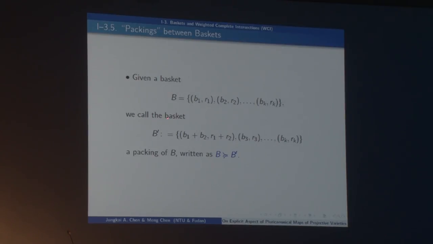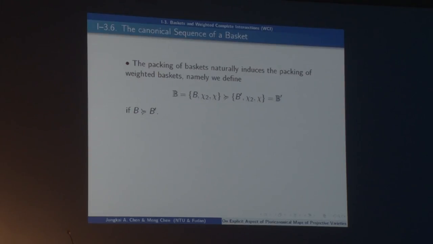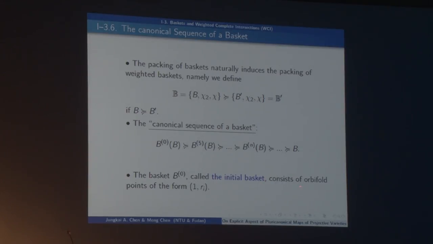Given baskets, we introduce a partial ordering between them. For example, if I have a basket given like this and compare with a basket given like this, I call this one a packing of this one. If b1r2 minus b2r1 equals 1, so the cross product equals 1, then we call it a prime packing. By introducing this ordering, we give an ordering of the weighted baskets. Then we introduce a canonical sequence of baskets. Given a basket, there's a canonical way of unpacking into a certain type, which we call the initial basket. It consists of orbifold points of the form 1 over r.